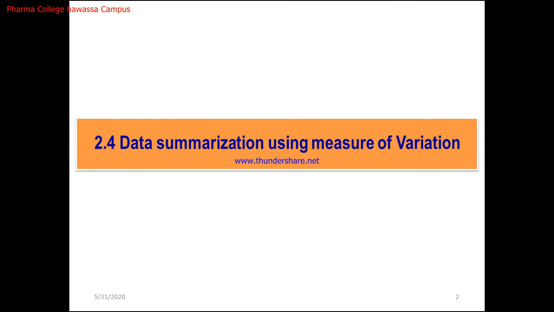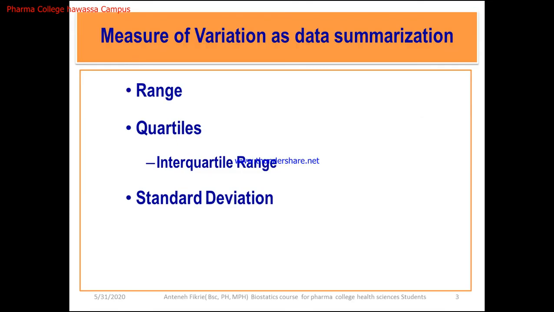The data can be summarized both using the central tendency, or the measure of location, as well as the measure of variation, at the same time. So we use one from the central location and one from the measure of variation. The measures of variation, or measure of dispersion or spread, are the range, the quartiles and the standard deviation, but not limited to these.